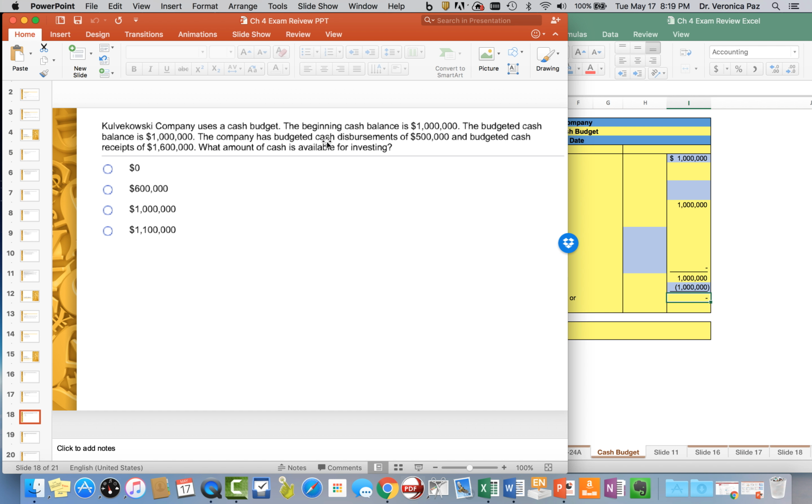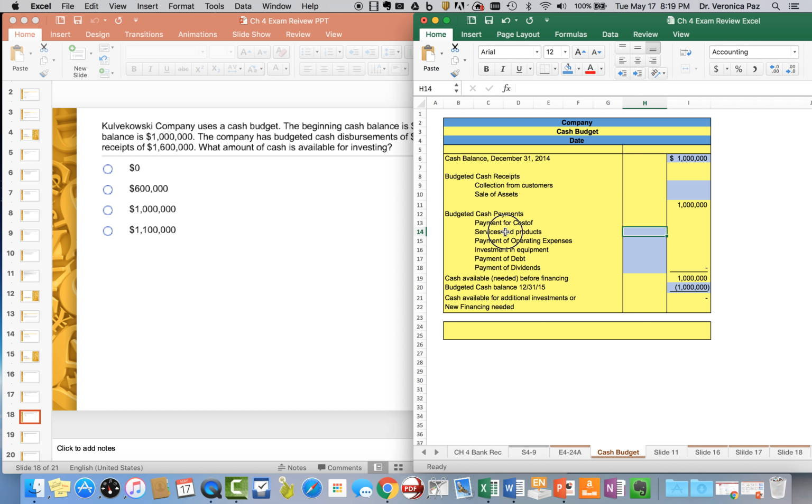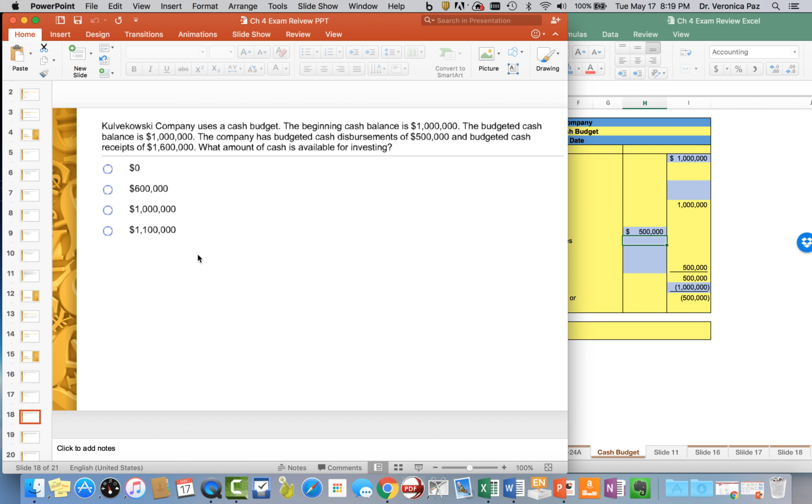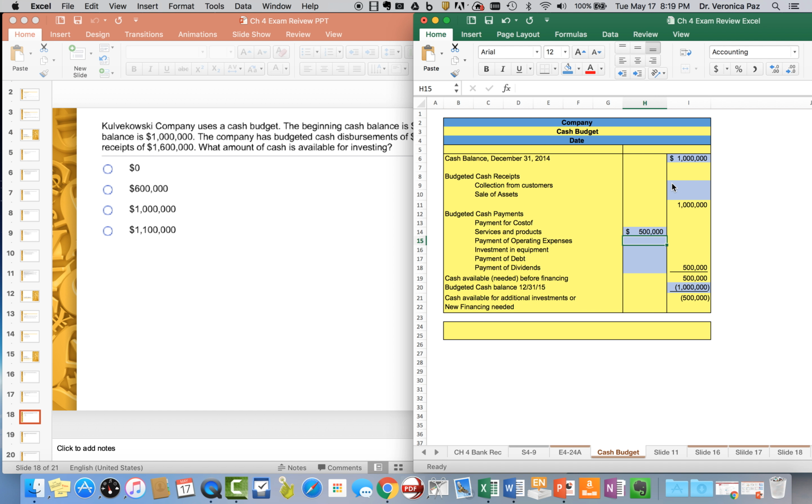Now it says the company has budgeted cash disbursements of $500,000. So we know that these are budgeted cash payments, or disbursements. So we're going to enter that here. And then the budgeted cash receipts is $1.6 million. So we know that our cash receipts are here. So let's enter that amount. And then we realize that we have $1.1 million of cash available for investing. So our answer is the $1.1 million.